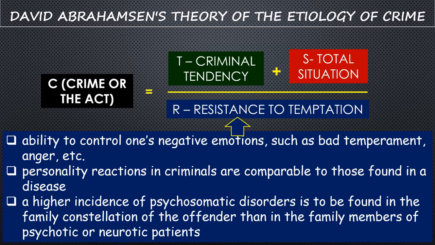And a higher incidence of psychosomatic disorders is to be found in the family constellation of the offender than in the family members of psychotic or neurotic patients. He is saying that our psychological disorder, in which we cannot control our emotions, is basically greater in the family of the offender, meaning somehow that particular psychological disorder is inherited.